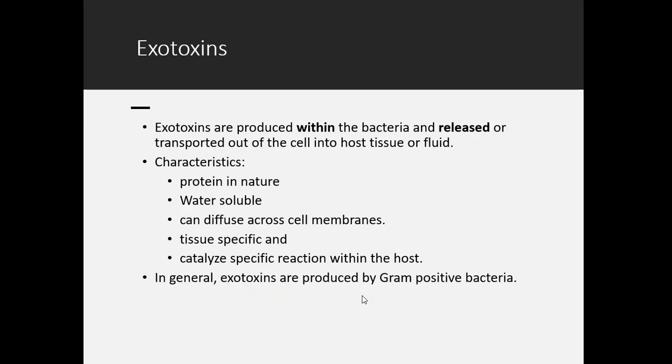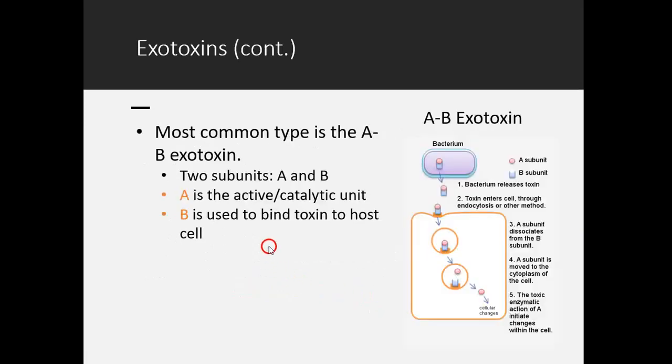The majority of toxin-producing bacteria are gram-positive. Now, although there are various kinds of exotoxin, the most common type is what we call an AB exotoxin. We call it an AB exotoxin because there are two subunits to the toxin. One is A, the catalytic unit, the one that's going to do the change, and then B, which is the binding unit.